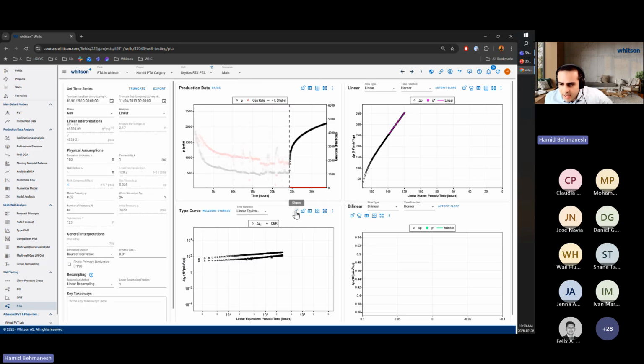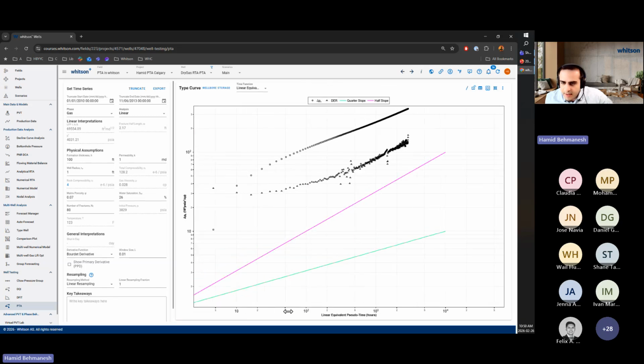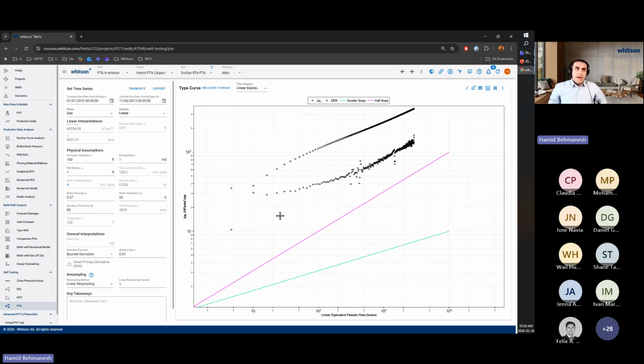And now let's add some quarter slope and half slope. Adjust the zoom a bit further. I don't see any wellbore storage. The resolution of the data here, by the way, is a daily resolution. So if you may wonder what's the best resolution for the PTA, 20-second data to start with is the best, very good resolution. And after 2 days, 3 days, we can bump it up to 1 minute resolution. That's in terms of the resolution of data, if you're interested.